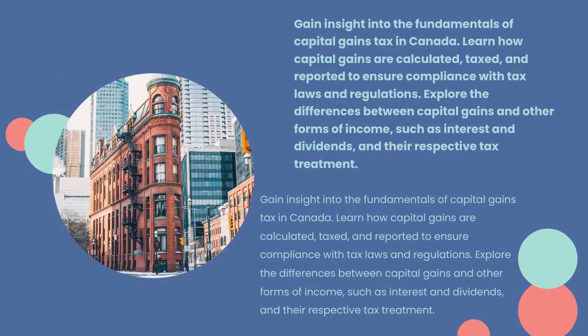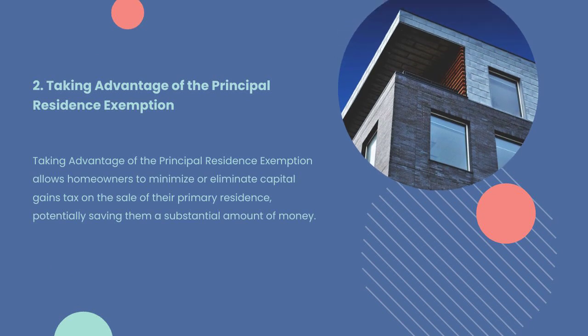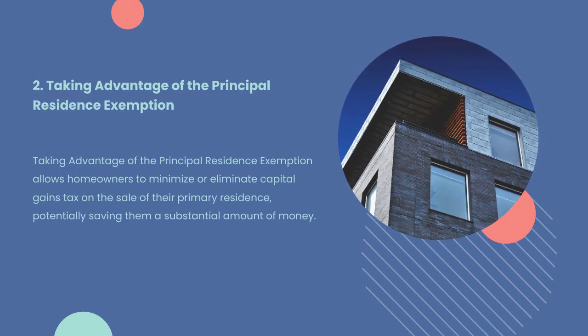Learn how capital gains are calculated, taxed, and reported to ensure compliance with tax laws and regulations. Explore the differences between capital gains and other forms of income, such as interest and dividends, and their respective tax treatment. Taking advantage of the principal residence exemption allows homeowners to minimize or eliminate capital gains tax on the sale of their primary residence, potentially saving them a substantial amount of money.